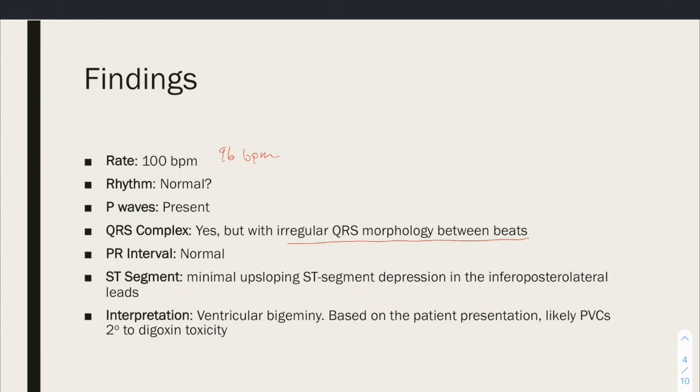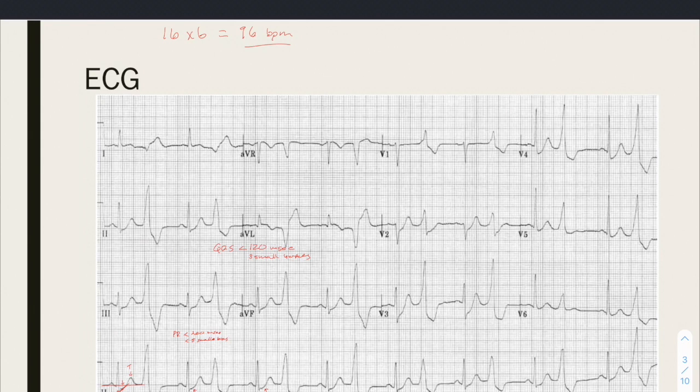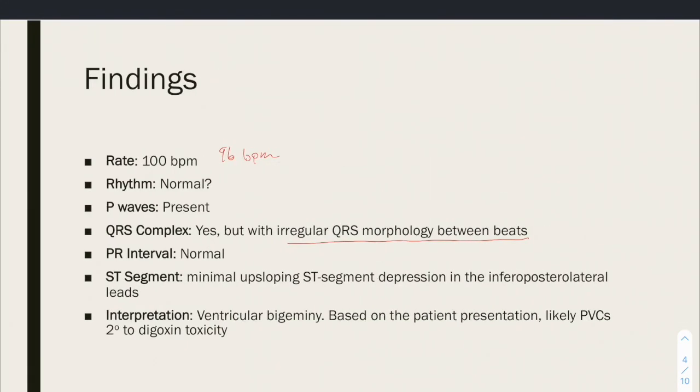Where we had P waves, it's a normal PR interval, and then our ST segment was an upsloping ST depression. And you can see that predominantly in the inferior posterior-lateral leads. And we're talking about, like, aVF, lead 3, lead 2. It's also here in V2, V3. So that is what we're looking at for our interpretation.